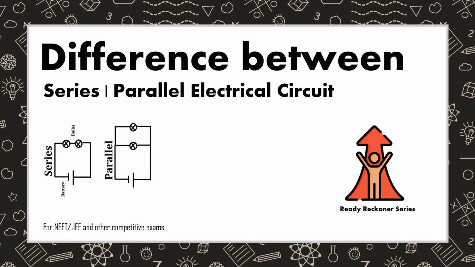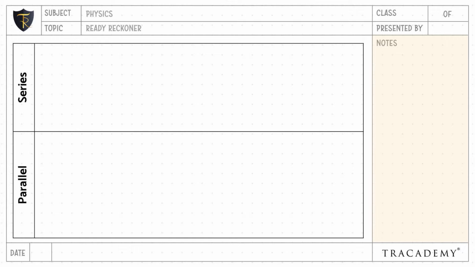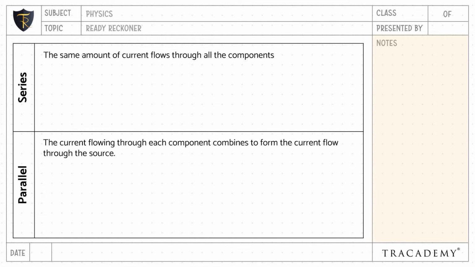In this video, let's understand the difference between a parallel circuit and a series circuit. In a series circuit, the same amount of current flows through all the components, whereas in a parallel circuit, the current flowing through each component combines to form the current flow through the source.